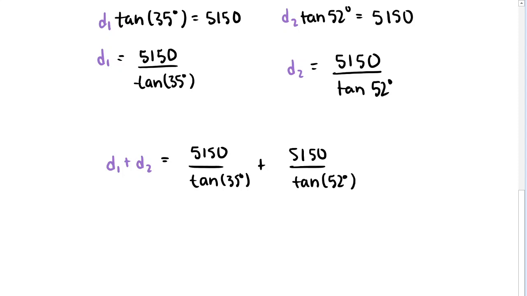And this is going to be the exact value of this distance, but we can run these quantities through a calculator, and we can end up with the approximate result, 11,378.58 feet. So that's the distance between the two cars, roughly.